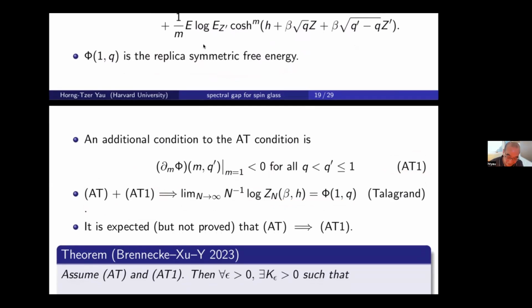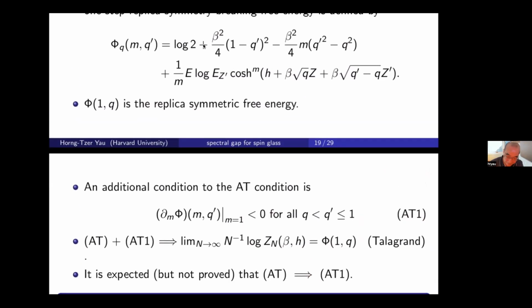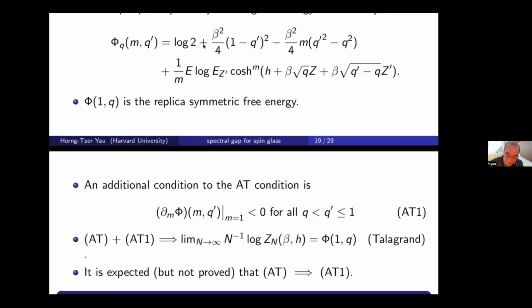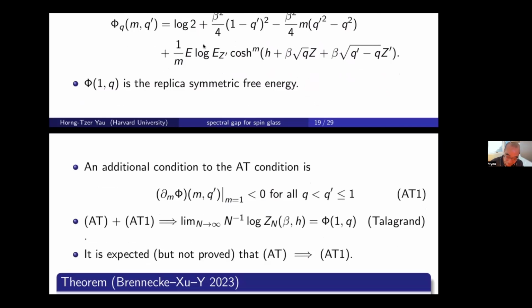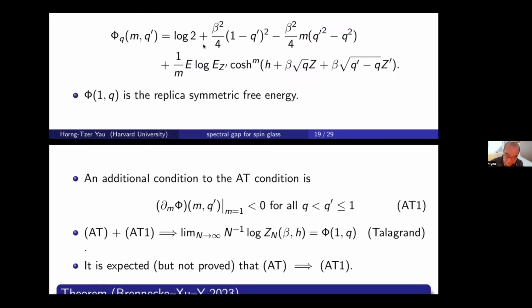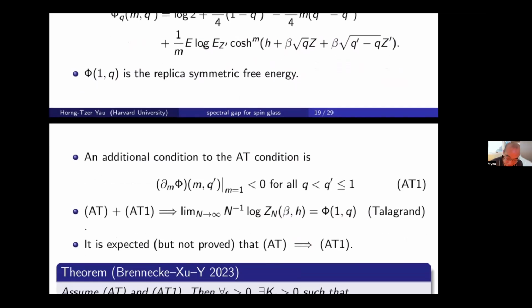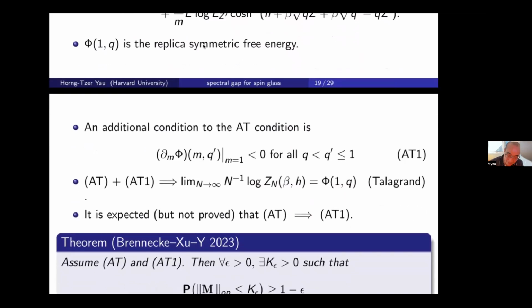It is widely expected that AT will imply the AT1 condition. This looks completely obvious, because it's just two Gaussian integrations, Z and Z prime. It's just a calculus problem. AT will imply AT1, but nobody can prove it. I don't know what to say. You may give it to undergraduate students who know Gaussian integrals and see if they can prove it. If you just take this formula, it's really just calculus. Anyway, people believe this is correct.